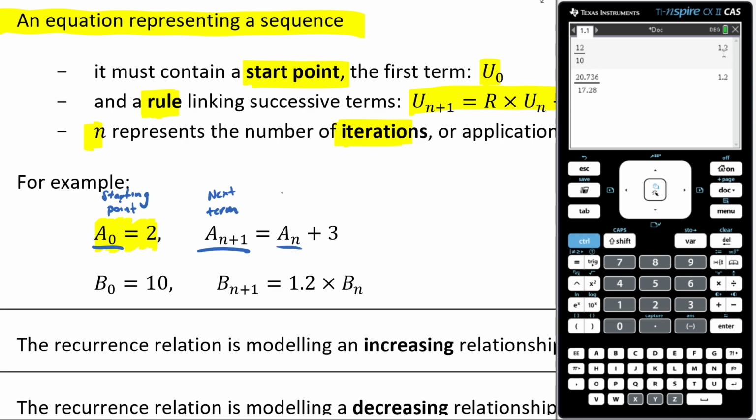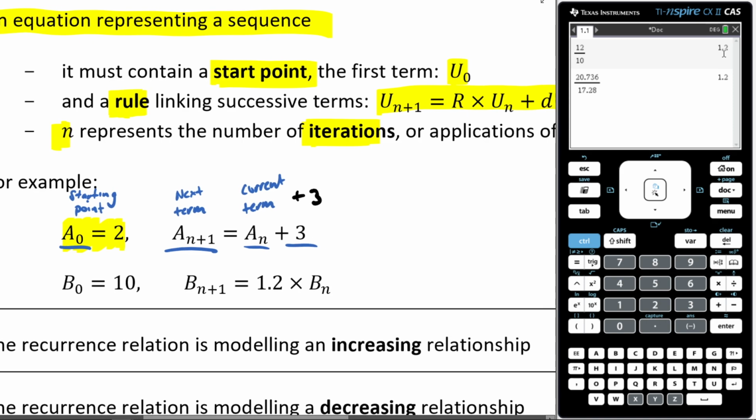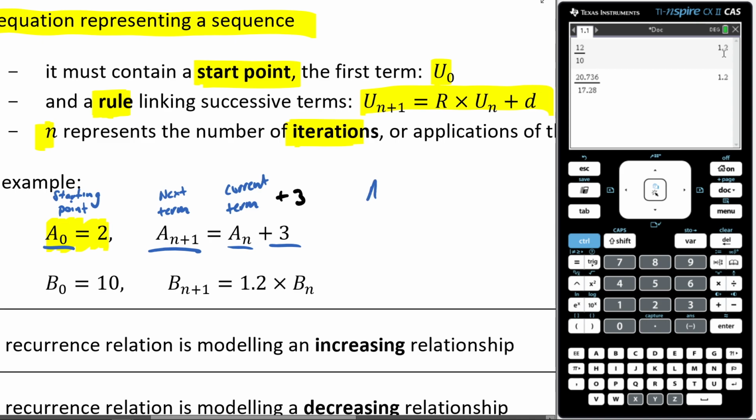This a of n represents my current term. And then obviously here I just have a plus 3. So you can see that this is going to be a linear rule. And what it's telling me is we're going to start at 2 and we're going to add 3 each time. So if we were just to visualize this for a moment, it's saying a of 0, well, a of 0 is 2. It's our starting point.